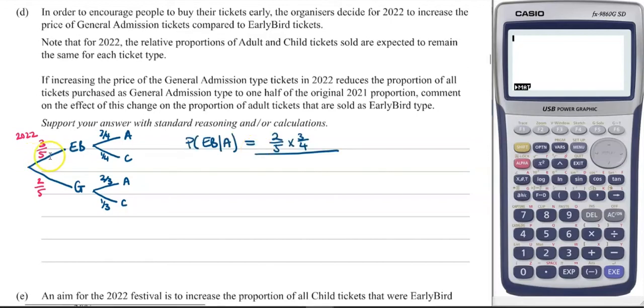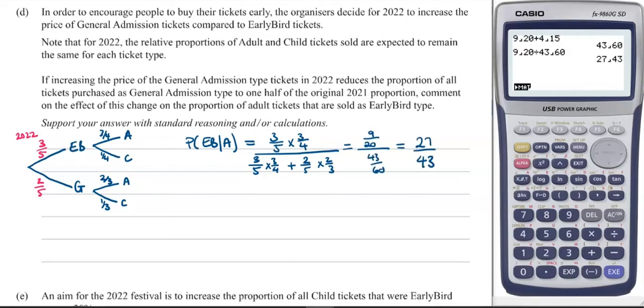So we start off with this branch, and oh, I've done it wrong already. So that's 3/5 times 3/4 for early bird and adult. And we need to divide it by all of the adult possible tickets. So it would be early bird and adult, or it could be the general admission and adult that we've got here. So that would be 2/5 times 2/3. That comes to 27/43. And we need to make a comparison. It's probably easier if we do it in decimals. So that's 0.628 for 2022.